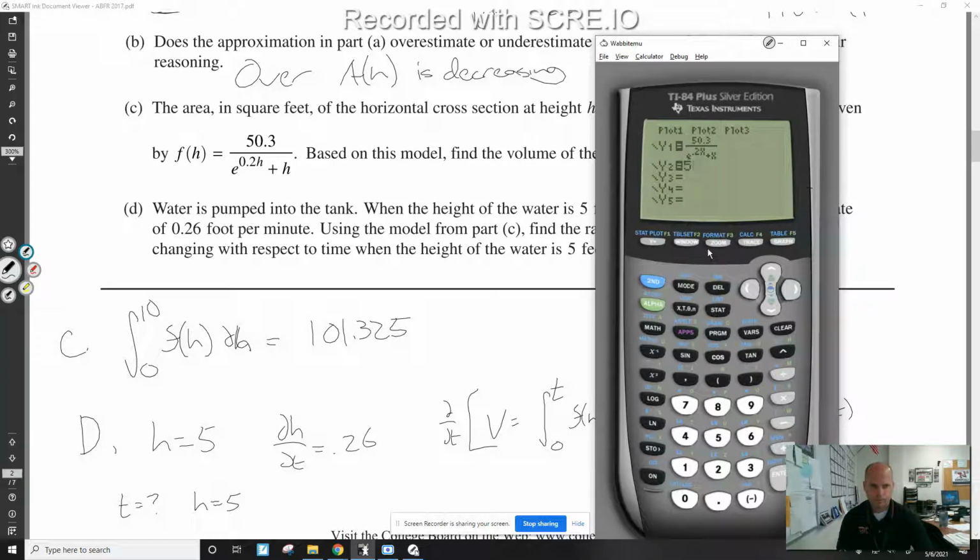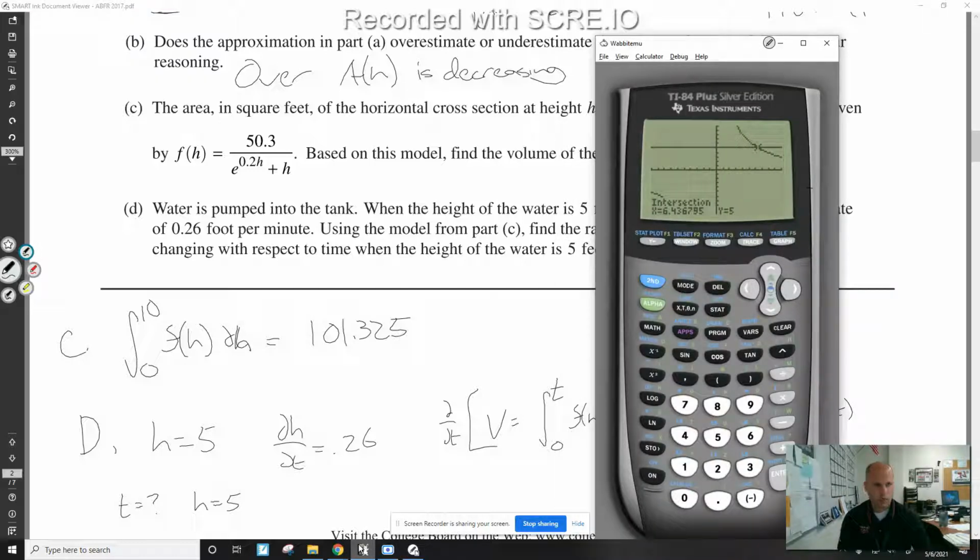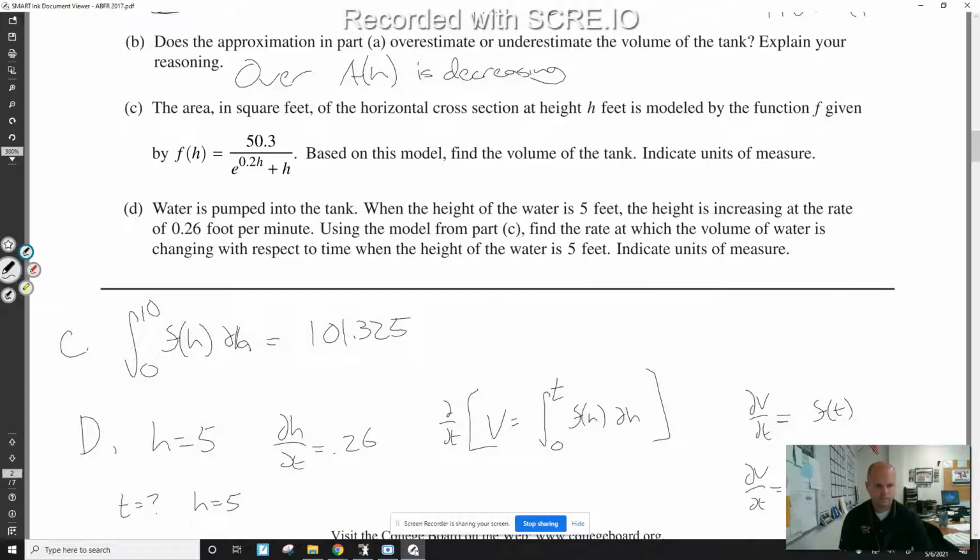I'm going to go back to Zoom standard. Though it should be from 0 to 10. So there's my area. Here's 5. My time is 6.436. I think that dV/dt is f at 6.436. Let's find out.